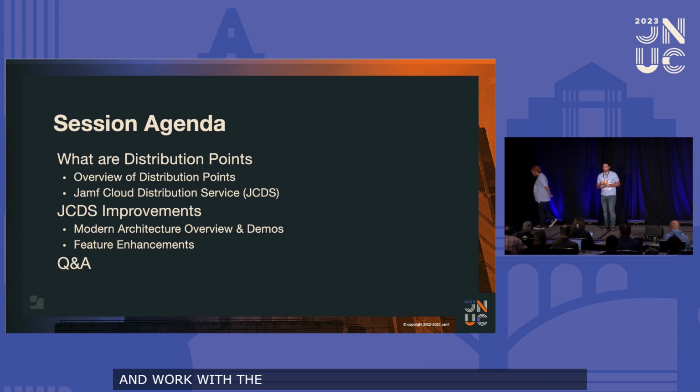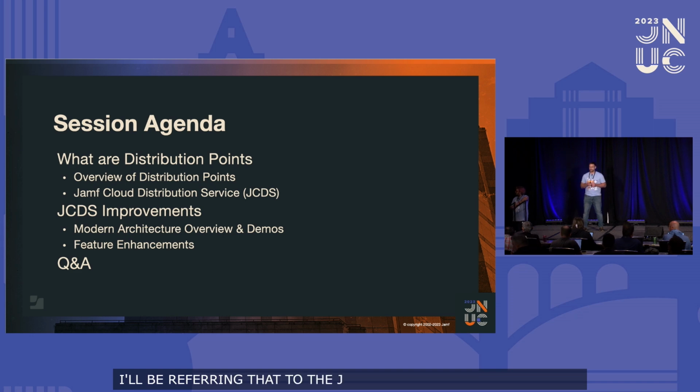All right, so going over the agenda, we're going to talk a little bit about what distribution points are, just high level. We'll give an overview of the different types that we offer and also go into what the Jamf Cloud Distribution Service is. I'll be referring to that as the JCDS throughout the presentation. And then we'll get into some of the new improvements that we're coming out with for JCDS, and Austin will be taking us on a deep dive into some of the technical parts of it, along with providing us a demo.